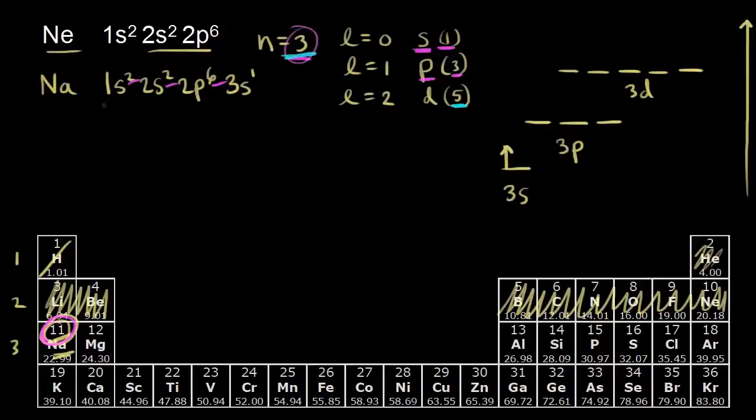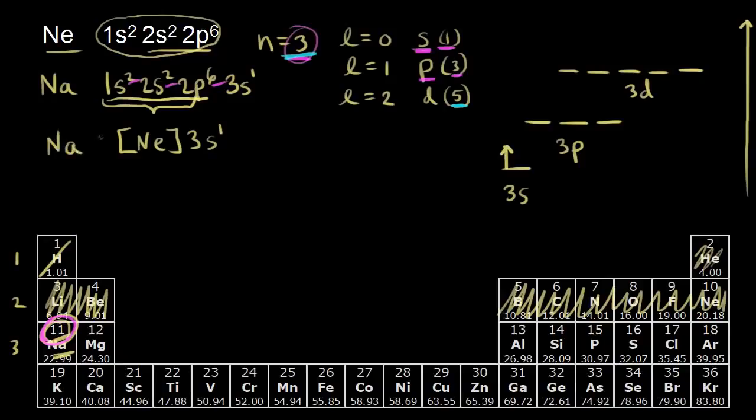Notice that all of this, 1s2, 2s2, 2p6, is the same electron configuration as neon. And so we could represent all of this right here. We put neon in brackets, and then we could write 3s1, and this is another way to write an electron configuration for sodium. We can call this noble gas notation because we're using the noble gas that precedes sodium.